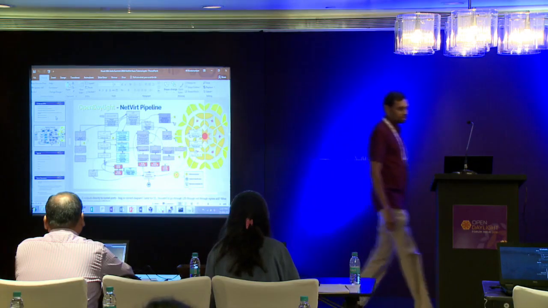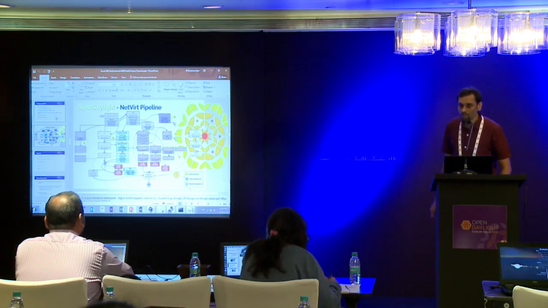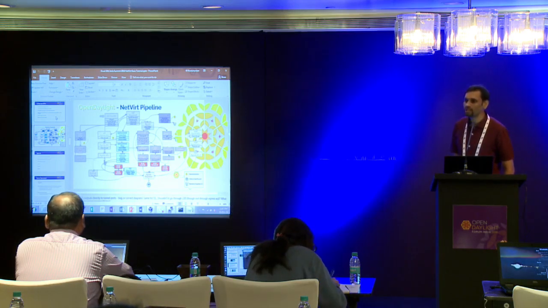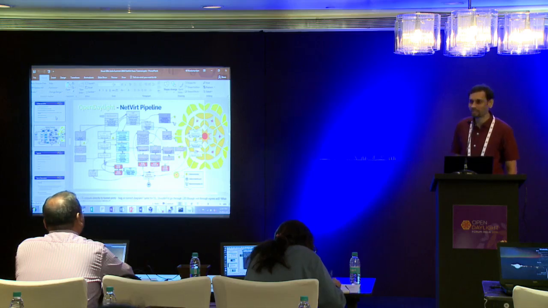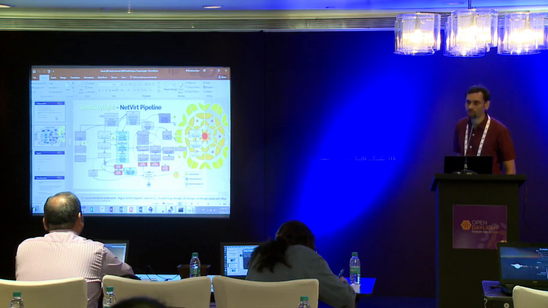Okay. So tables from 50 to 55 are used for switching. Tables from 20 to 29 are used for routing. Let me clarify: tables from 50 to 55 are used for switching, and tables from 20 to 29 are used for routing.